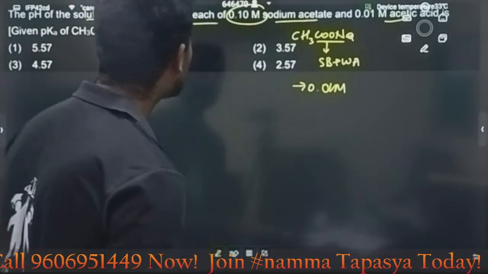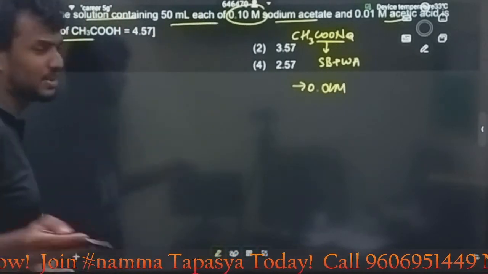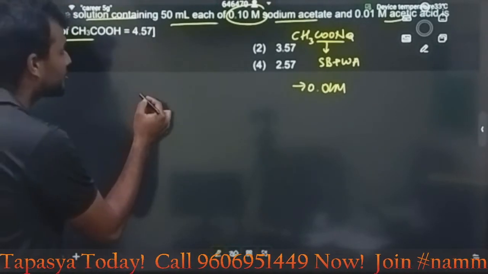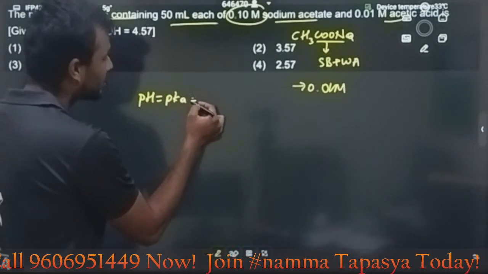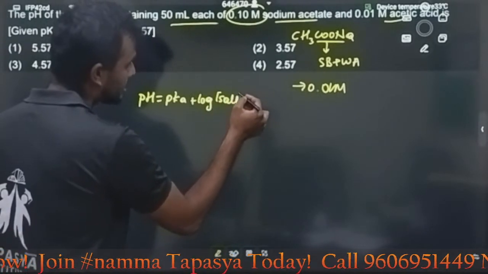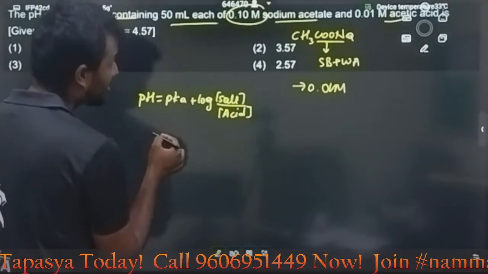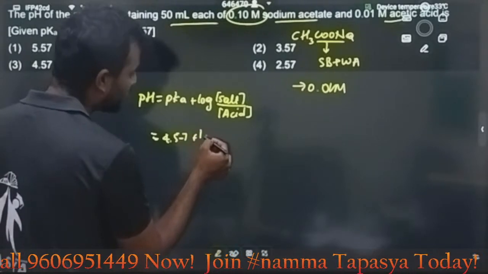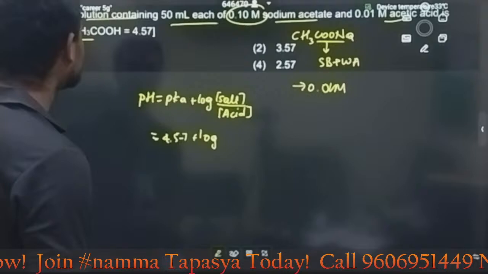Here in this example, my dear students, it is the best example, and also they are giving pKa, so you can easily identify it is a weak acidic buffer. How to calculate pH for the weak acidic buffer? pH is equal to pKa plus log of salt by acid. The pKa value is 4.57. Here both volumes are 50 ml, so cancel that.